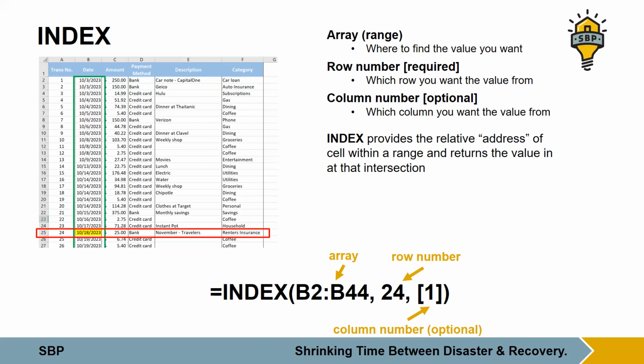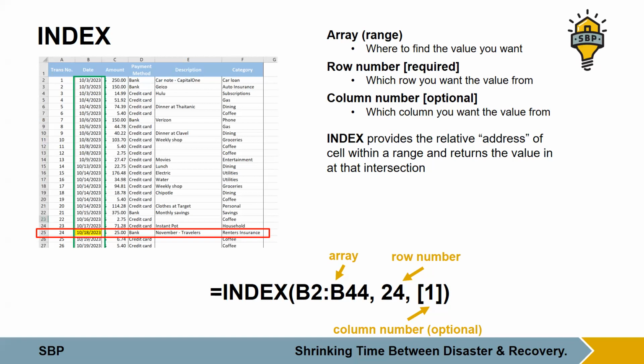So I just want to get the value in column B. I want to know the date that I paid my renter's insurance. So I'm going to search in that array, and I'm going to specify the row number that I just got from the other formula. So I'm just going to say it's 24. And then the third option is column number. You don't have to include this, but if you were doing something like an HLOOKUP, you would need to specify that.